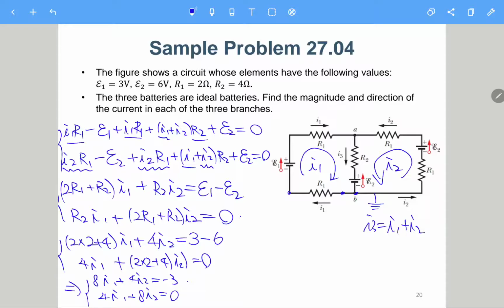And then, okay, so now maybe we have I1 equals minus 2 I2. And then we can plug in here. So we have minus 16 I2 plus 4 I2 equals minus 3.